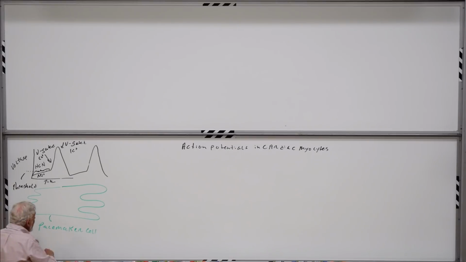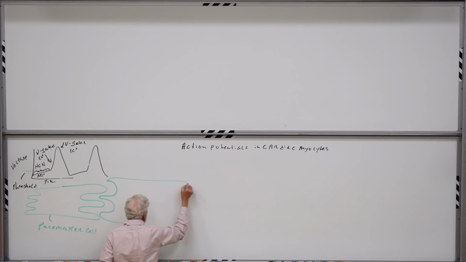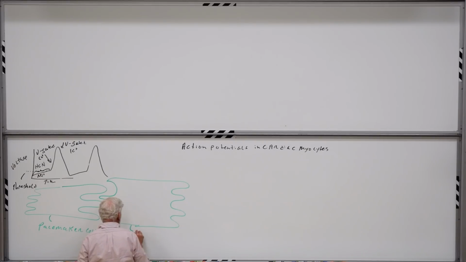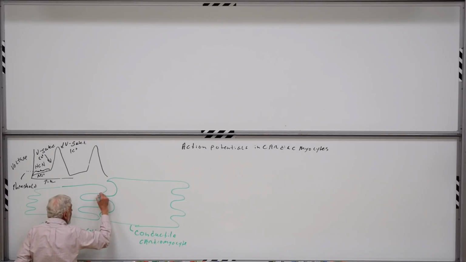Then we said that those pacemaker cells are connected to a whole series of conductile cells. So I'm going to label this simply as a conductile cardiomyocyte. And you can think of these cardiomyocytes as being laid out in a chain where all of these cells are connected one to another by connexons and gap junctions.